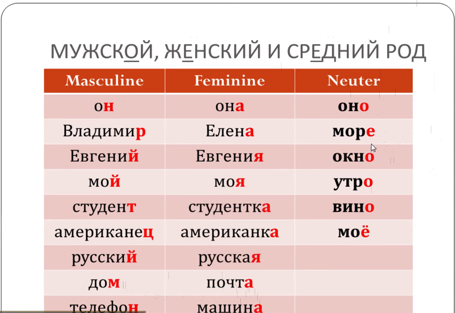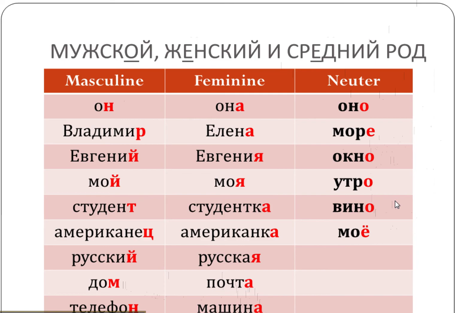So море ends in е, sea. Again, it's not tied to the meaning. There is nothing neutral about the sea, but it's a neuter noun in Russian. Окно, window, another neuter word because it ends in о. Утро, morning, ends in о. Вино, пиво, so вино, wine, пиво, beer, all of those end in о or е, they're neuter words.